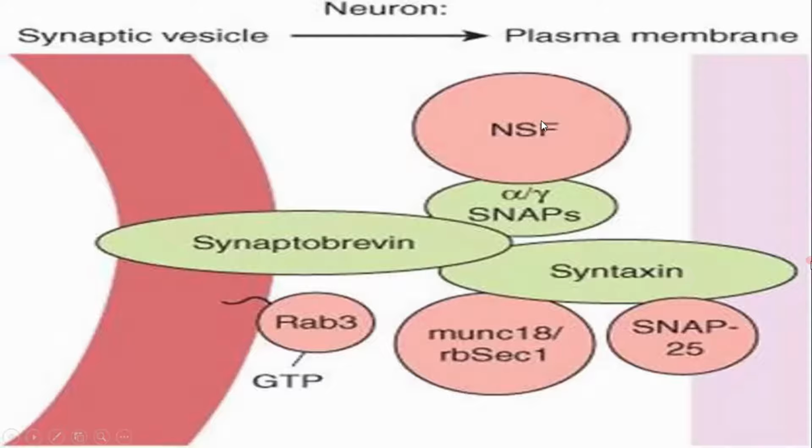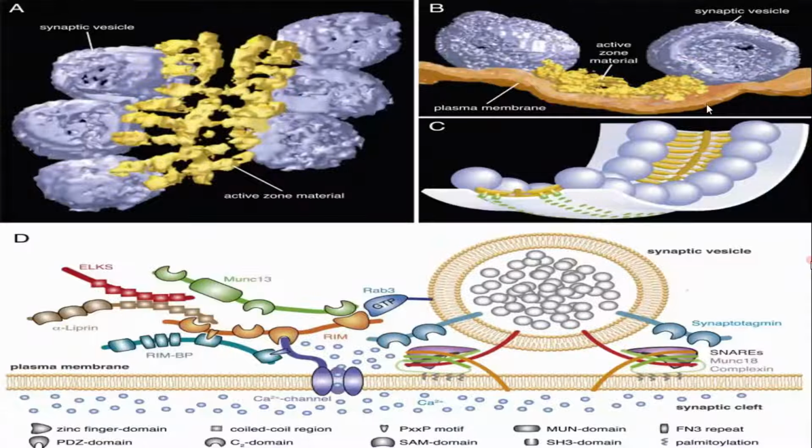All these will interact. Now we have told about a protein called synaptotagmin. When the calcium enters, this is sensed by the synaptotagmin, and there is a microdomain that occurs due to the entry of the calcium ions. And what happens? There is a conformational change that occurs in the synaptotagmin.